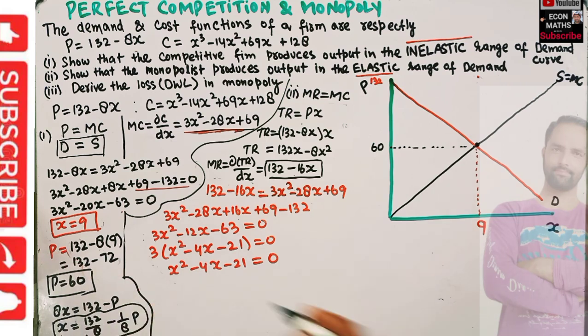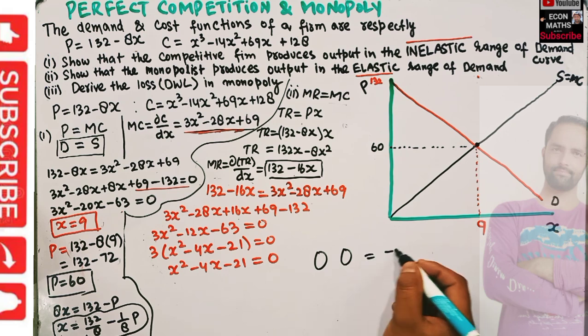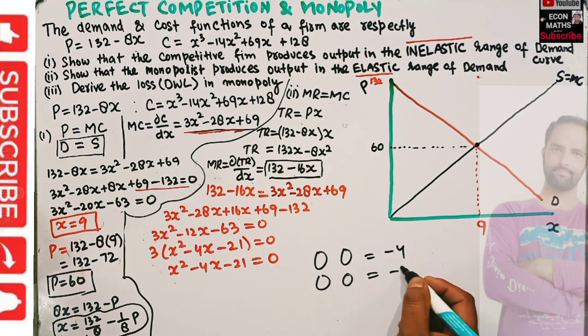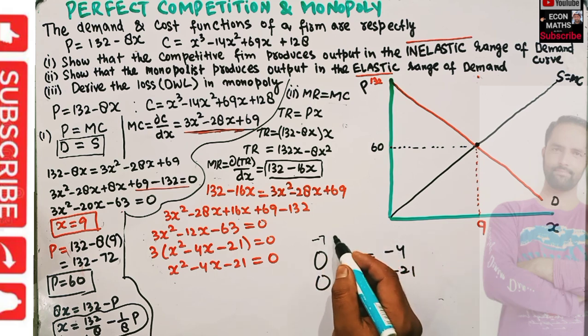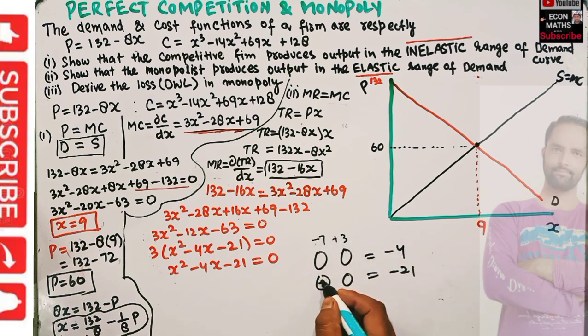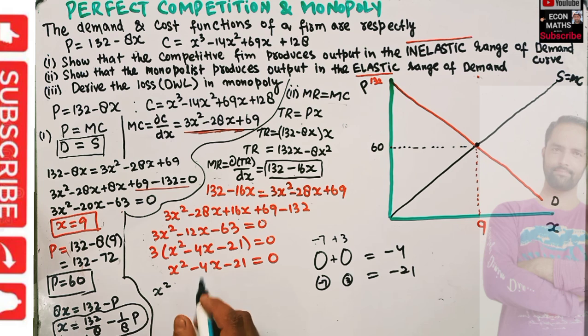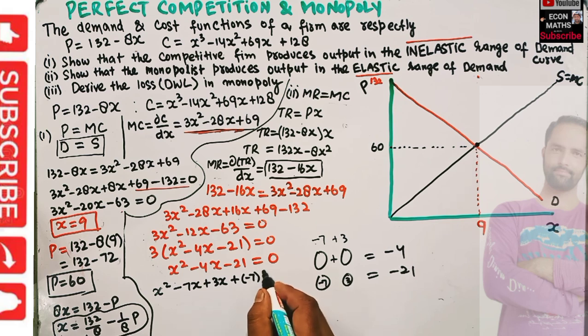We can factor it out here. So we should get the sum of the two numbers equal to minus 4 and the product of the same numbers equal to minus 21. Okay, let me guess. 7 and 3. Yes, we can have minus 7 plus 3. So minus 7 plus 3 is minus 4, minus 7 into 3 is minus 21. So I can write it like this: x square minus 7x plus 3x, and in place of minus 21 I can write minus 7 into 3.